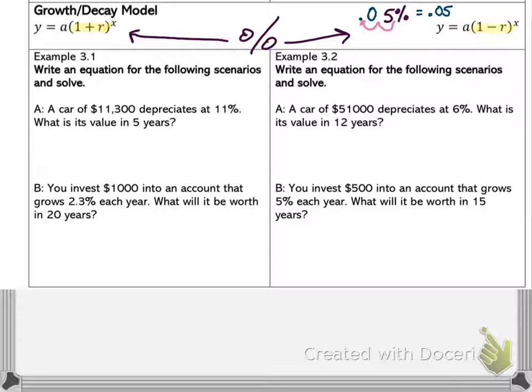So let's practice that. Let's say a car of $11,300. Okay, so that's my starting amount. Depreciates, that means I'm definitely decaying, depreciates at 11%. So if I'm depreciating, I need to use the formula 1 minus my percent, or 0.11. What is its value in 5 years? Remember, if it's time, it should be plugged in for x. Sometimes it's represented by the variable t, because it's time.